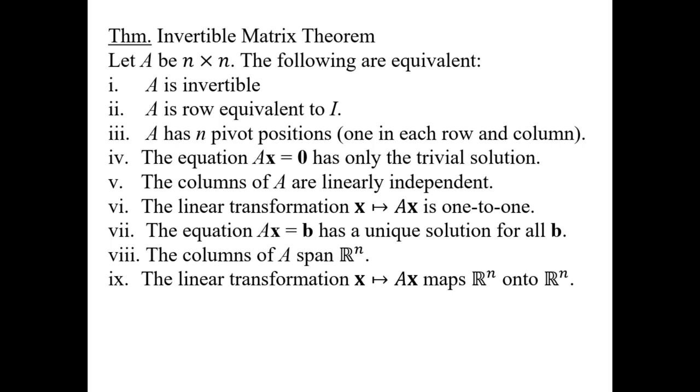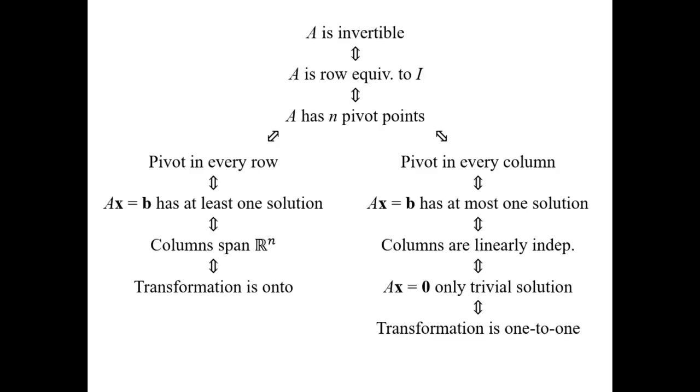Now, to help us organize this a little bit, because again, some of these things are linked to other things that we've discussed before, I've got this kind of flow chart here. If it helps, great. If not, so be it. If A is invertible, it's row equivalent to the identity matrix. We saw that when we found the identity. There's a pivot in every row and every column. We talked about that.